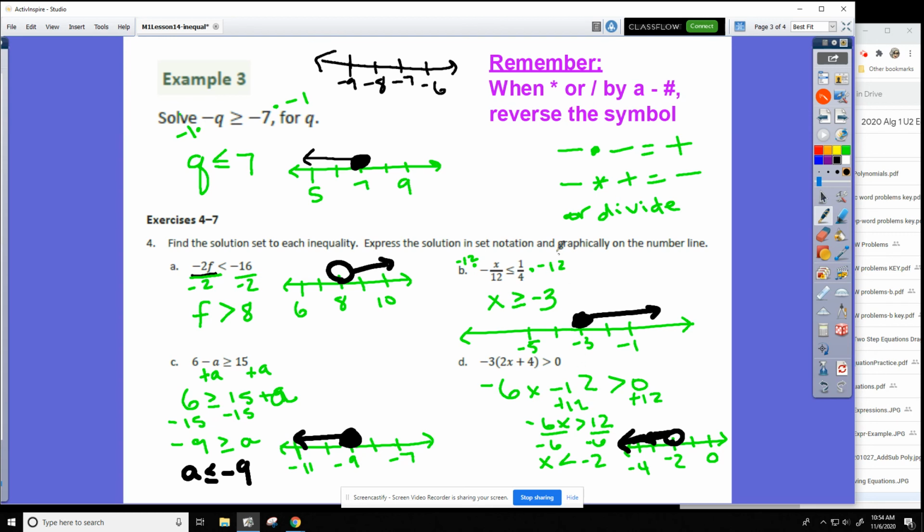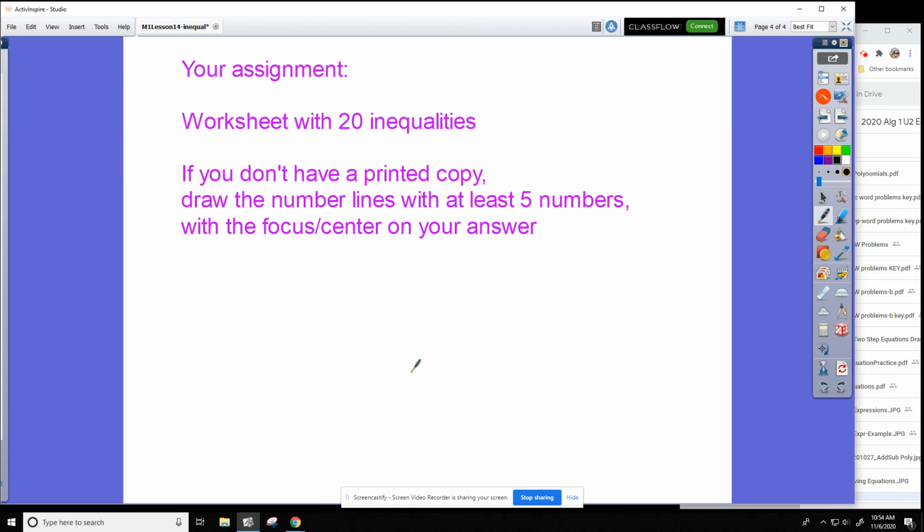All right, so you have to remember to either reverse, flip your symbol, or move your variable to be positive. It's been easier for people to reverse the symbol. So your assignment this week, worksheet with 20 inequalities. It's the one I'm passing out with the packet. If you don't have a printed copy, at least 5 tick marks, 3 numbers, okay? 3 numbers, 5 ticks. And make the center the focus of your answer.